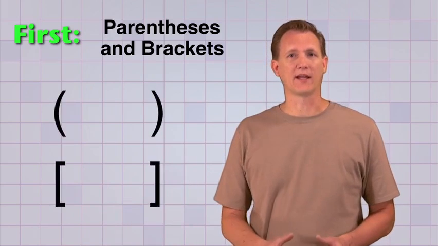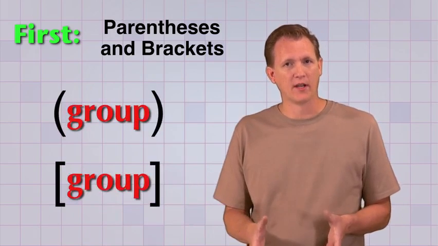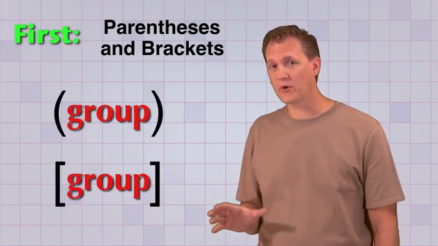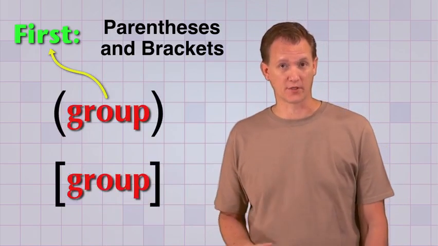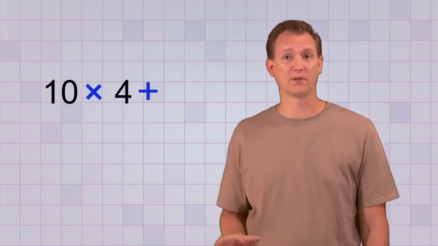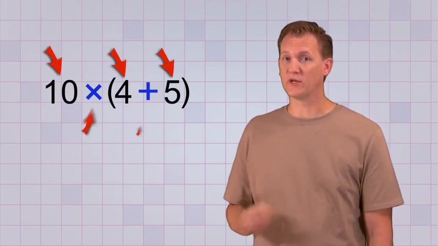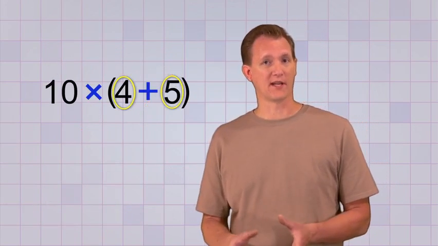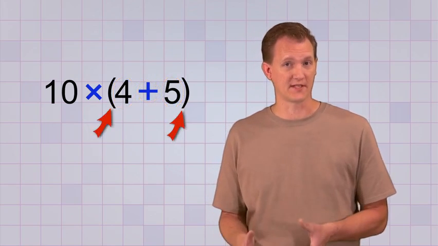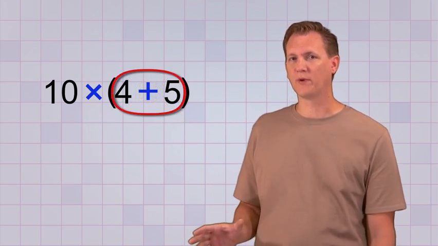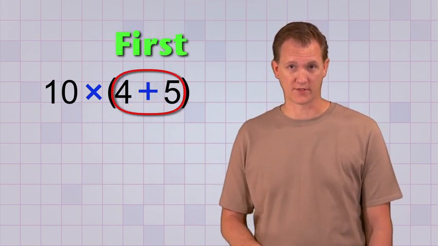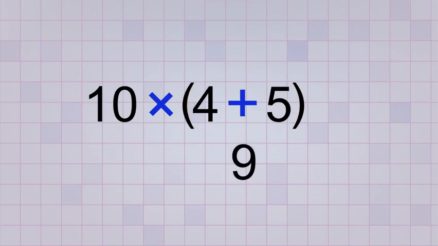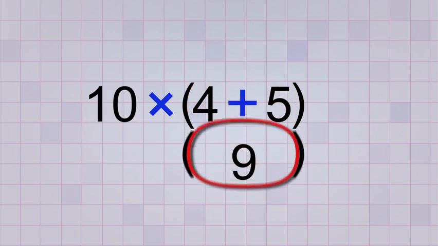So parentheses and brackets are used to group things together, and our rules tell us to do any operations inside these groups first. For example, have a look at this problem. 10 times (4 plus 5). It has 3 numbers and 2 operations, multiplication and addition. But 2 of the numbers and the addition symbol are inside parentheses. That means that they form a group, and we need to do that part of the problem first. 4 plus 5 equals 9, so the part inside the parentheses can just be replaced with the simplified value 9.